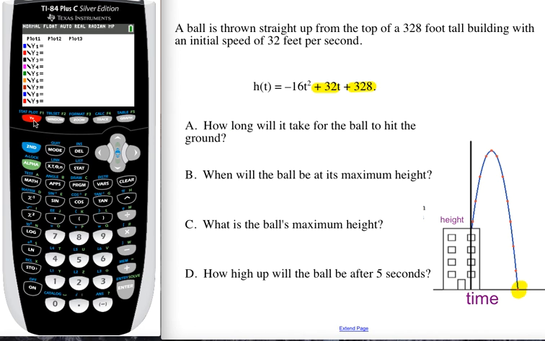So in order to use it, you hit y equals to input your function. We're not going to use t, we're going to use x. So type in negative 16, x is next to the green alpha key, squared, plus 32x plus 328.